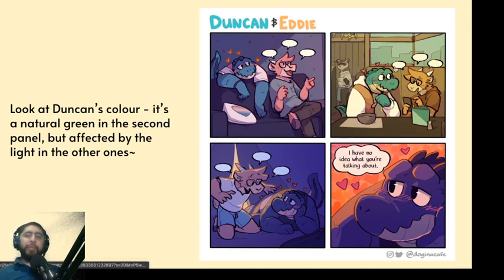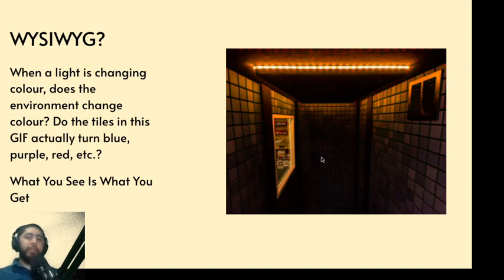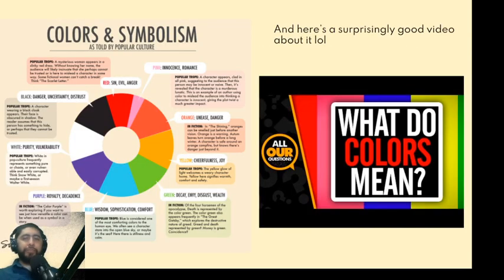And here's an example of Duncan in this comic. You can see he's obviously green here, but he changes to dark blue or purple here, or indigo, one of those, because of the light changes. But we still understand that he's the same character here. We just have this color constancy going on. And there's a GIF of how the color changes it.